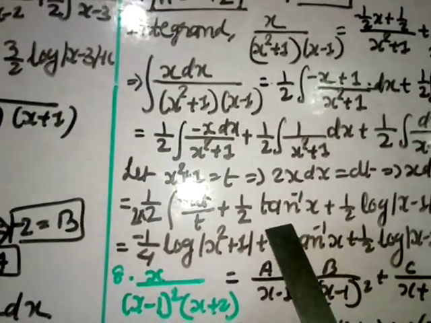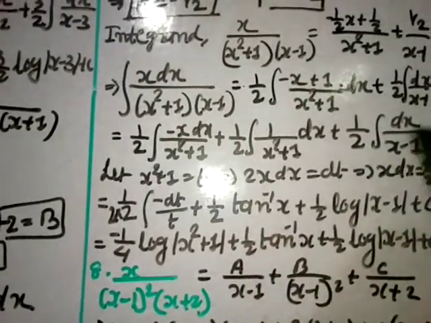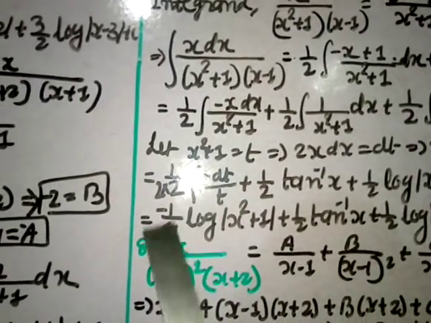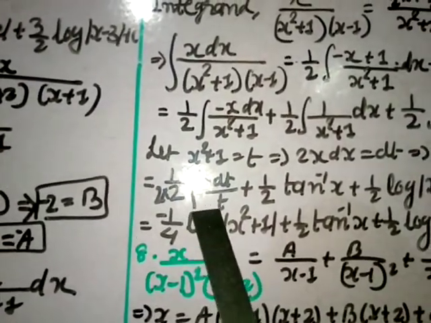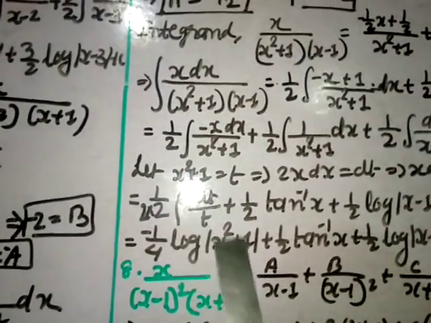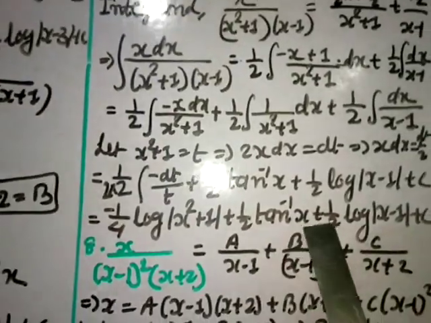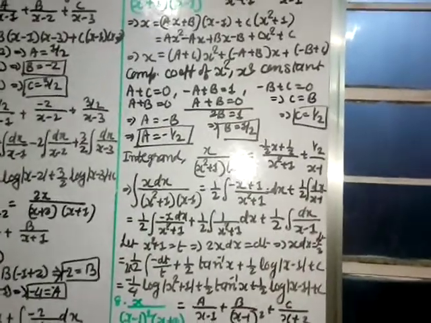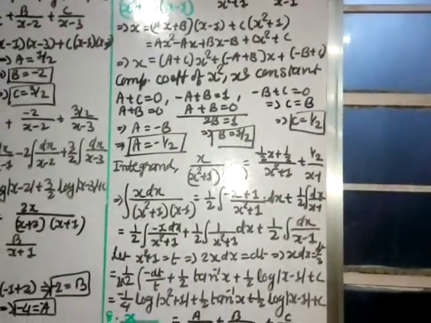This integral is 1 by 2 as it is, and this integral is tan inverse x, and this is 1 by 2 log x minus 1 plus c. This is also log, so minus 1 by 4 log, and I'll put the value of t back, that is x square plus 1, plus 1 by 2 tan inverse x plus 1 by 2 log x minus 1 plus c. Okay, so that is the answer for question number 7.